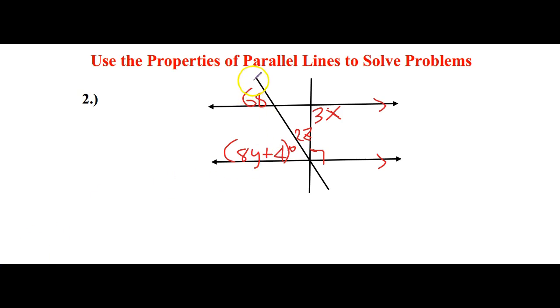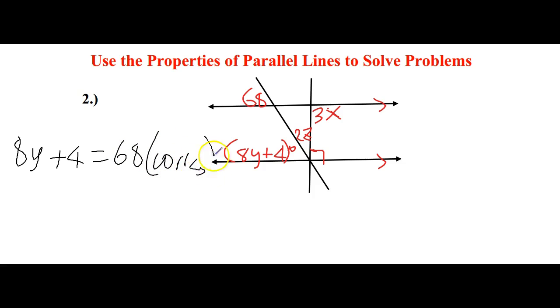All right, seeing that there are two transversals, this is one of them. At least consider them one at a time. Okay, in terms of the parallel lines, we can see right away that this angle right here is corresponding to angle 68. So they are equal. So we can say angle 8y plus 4 is equal to 68. Reason: corresponding angles.